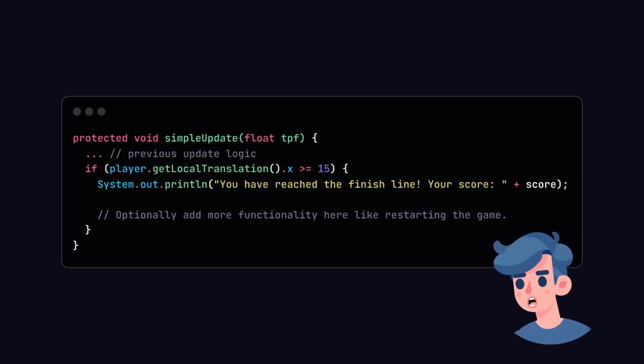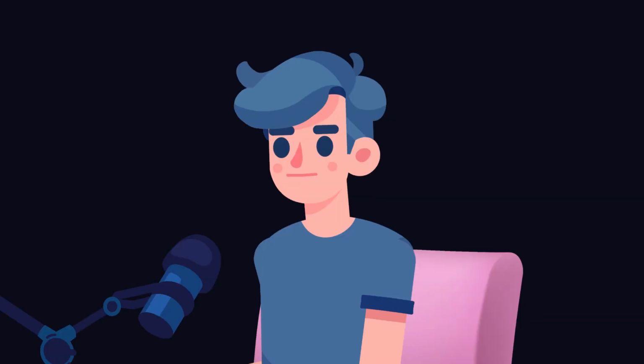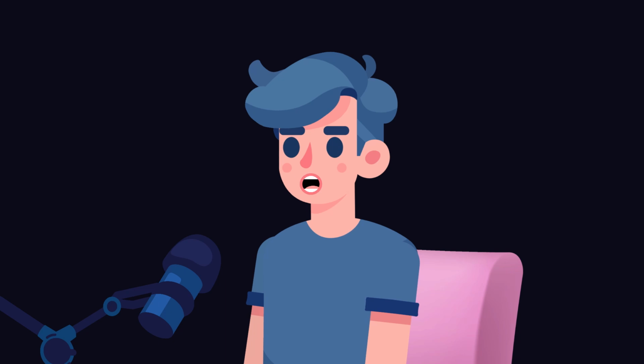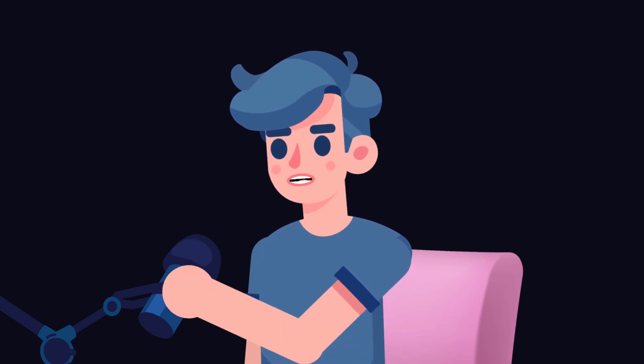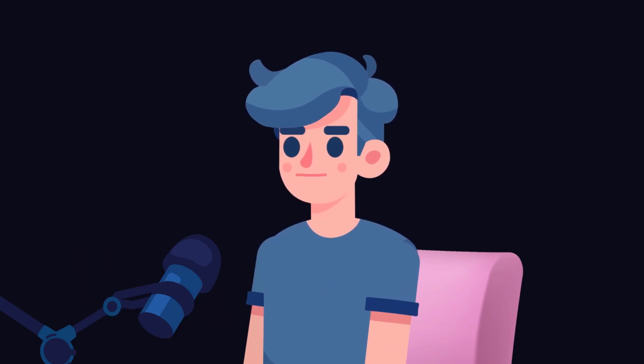Next, we will add a collision detection logic to detect when the player reaches the finish line. We will place a simple check in the SimpleUpdate method. With this, whenever the player touches or crosses the x-coordinate of the finish line, a message will be printed in the console celebrating their victory. Run your game again and jump your way to the finish line. Congratulations! You have successfully created a simple 3D platformer game in Java.